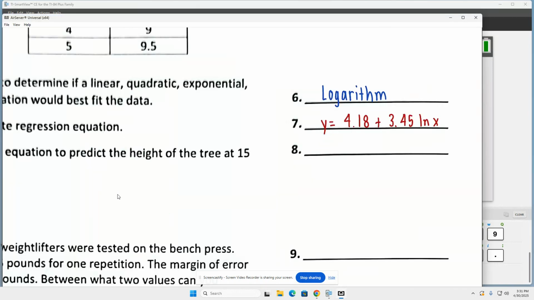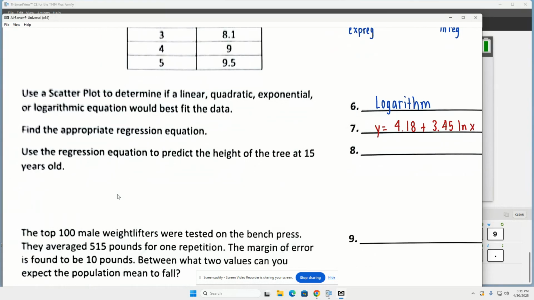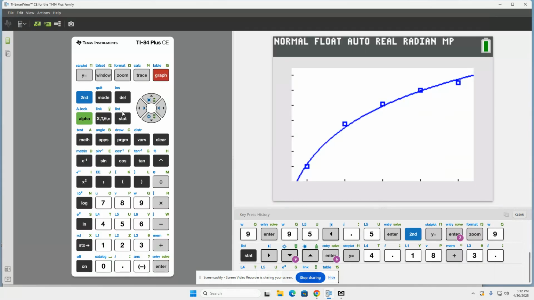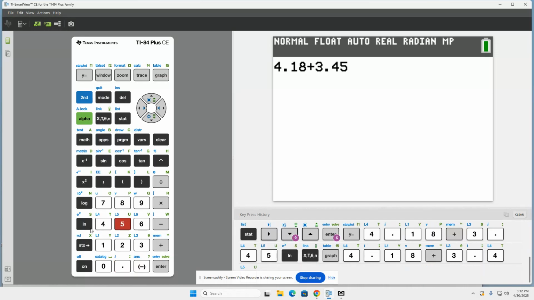Well, what does it want me to make? Predict the height of a tree at 15 years old. So I'm going to go to my calculator, and I'm going to type in 4.18 plus 3.45 ln of 15. So let's do that. Go back out to your home screen. You can just start typing 4.18, goes back out to the home screen for you, plus 3.45 ln of 15.